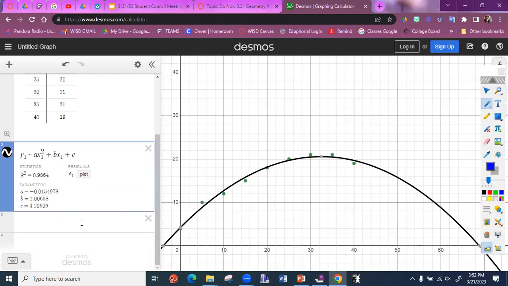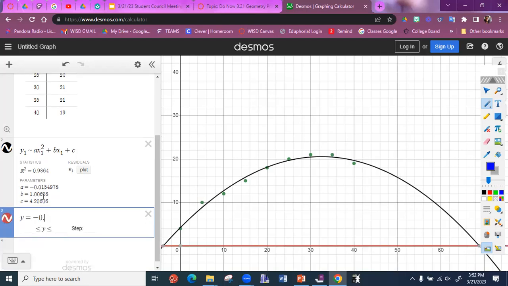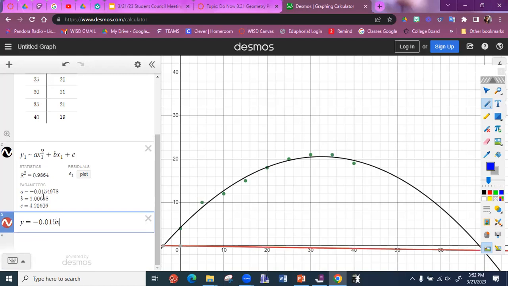So in Y3, we're going to write out our equation. Our equation tells us the value of our A, the value of our B, and the value of our C. We're going to round to the nearest 3 decimal places, okay? So we have Y equals. What's the value of our A? It says A is negative 0.015, X, Shift 6 squared.